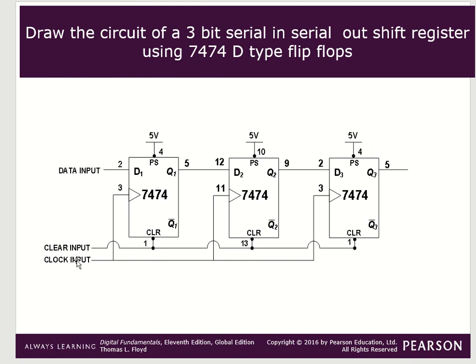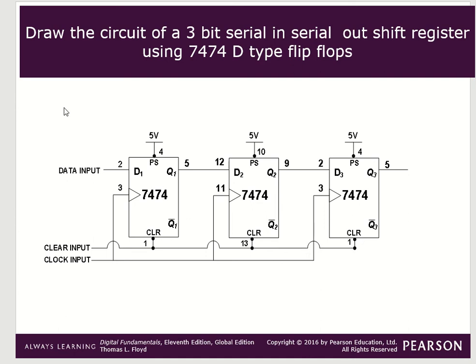Okay, clear. If you want to make all the shift register contents 0, you use the clear input. If you want to make all of them preset, then you can use the preset signal. This is data input and this is data output. So this is the serial in, serial out shift register.